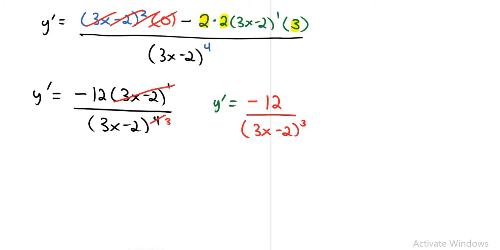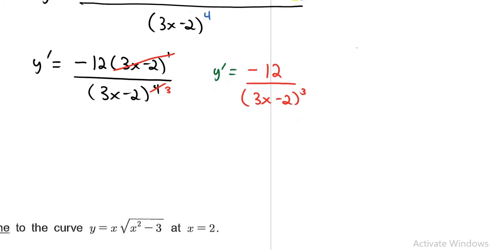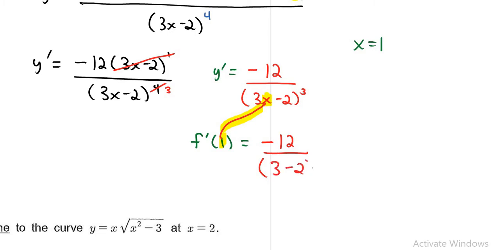Now I need to find the derivative value when x equals 1. So now I need to evaluate f prime of 1. This will tell me my value of m. Anytime you see an x, it's going to be replaced with the 1 there. So it would be negative 12 divided by, well, 3 times 1 is 3, and then 3 minus 2 will essentially be 1. So this will be negative 12 over 1 cubed, which is just negative 12.